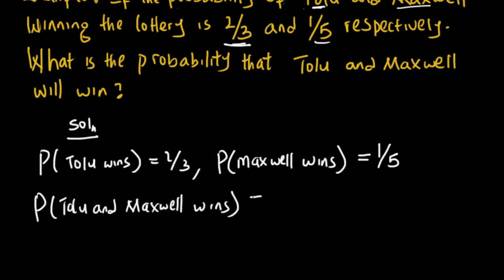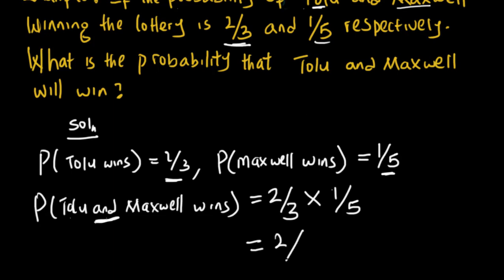wins? Now we know that the probability that Tolu will win is as 2/3. We know that probability that Maxwell will win as 1/5. Now what's the probability that Tolu and Maxwell will win? So we have 2/3 and times 1/5. Do you understand? So this is equals to 2 times 1 is 2, 3 times 5 is 15. So the probability that Tolu and Maxwell wins is 2/15. Do you understand?